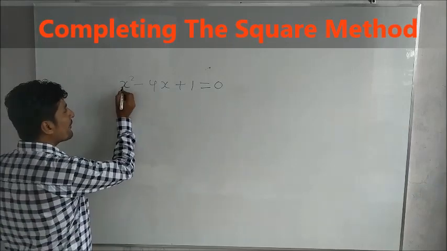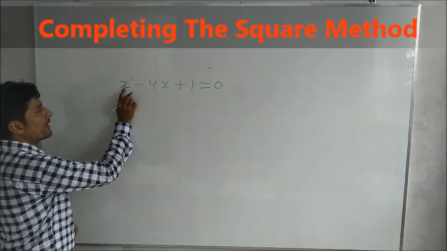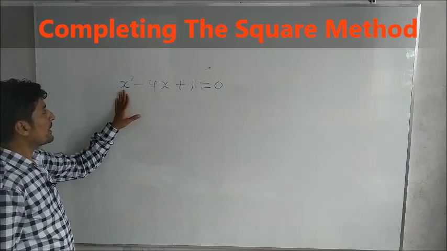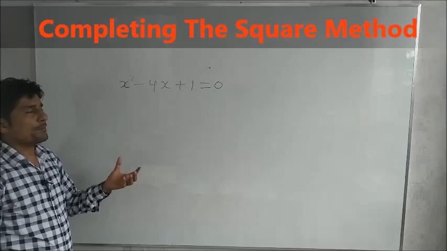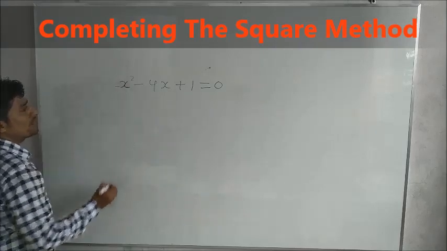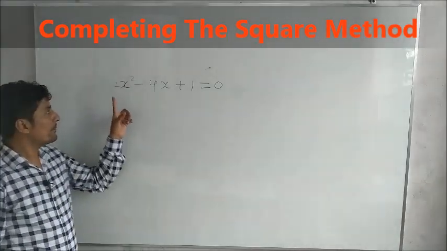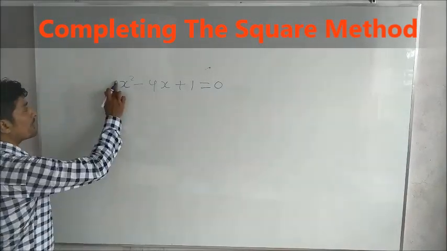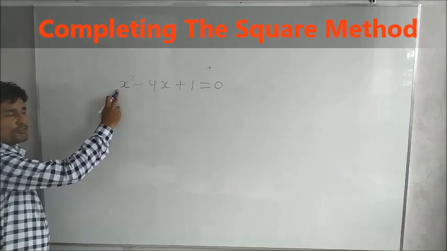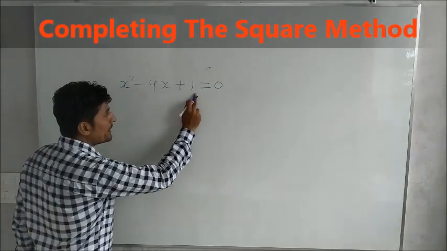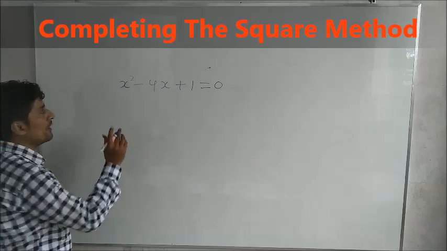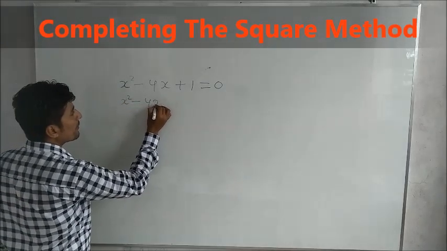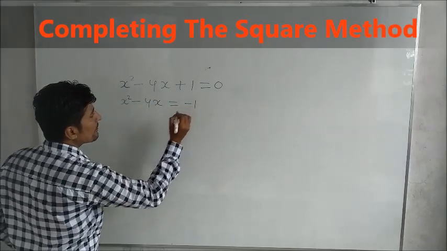First of all, we have to see the coefficient of x square. Here the coefficient of x square is 1. Suppose instead of 1 we are having some other number, say 2, then the very first thing is that we must divide each term by 2. But right now we are having the coefficient equal to 1. That's why no need to divide any term by any number. So first of all, we will copy the same thing. x square will be as it is, minus 4x equals to minus 1.